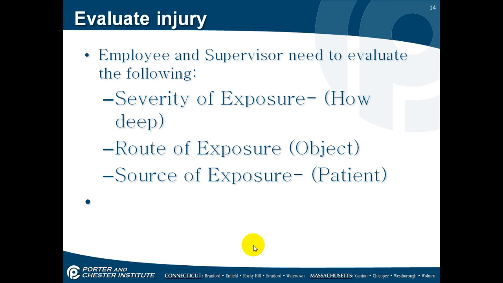And then you want to evaluate it. So how deep was it? Did it not really cut into the skin at all, or was it a needle that went right into it? So how deep did it go? What was the object? Well, it went really deep, but it was a brand new needle, never used. You're good. No, it was a needle from a patient. You're not good. So what's the source? Who was the patient? If the patient was your own child and you know what your own child may or may not have, then you're good. If it's a regular patient, you don't know, so you have to have that patient tested.